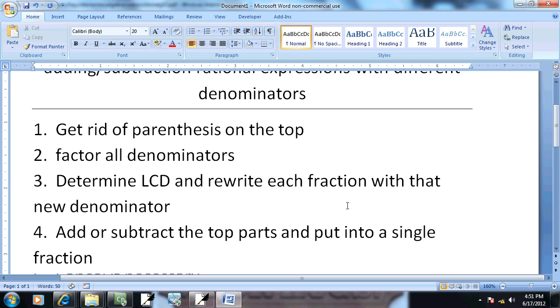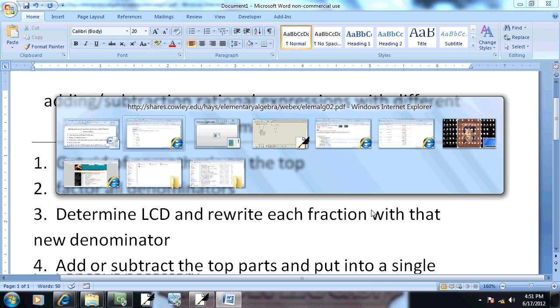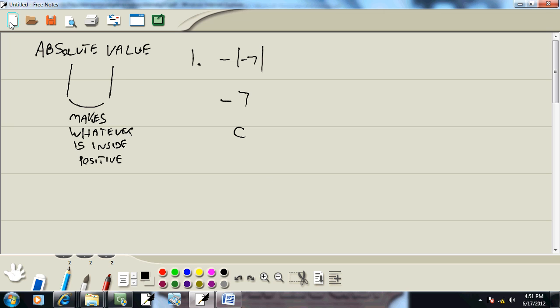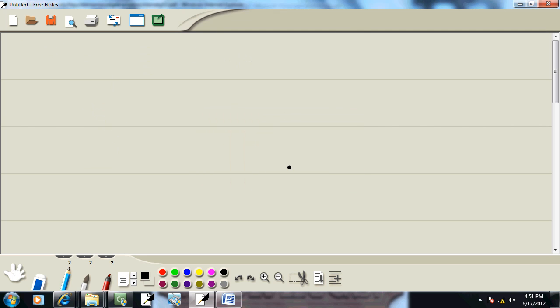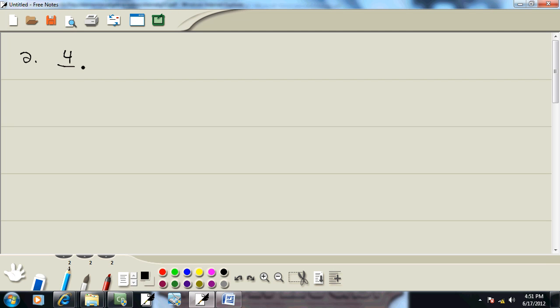Well, this is for problems that are a little bit harder, so we won't use all these steps in this problem, but let's take a look at it. We got 4 over x plus 8 plus 7 over x minus 8.